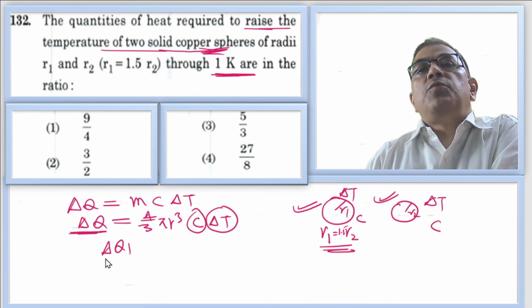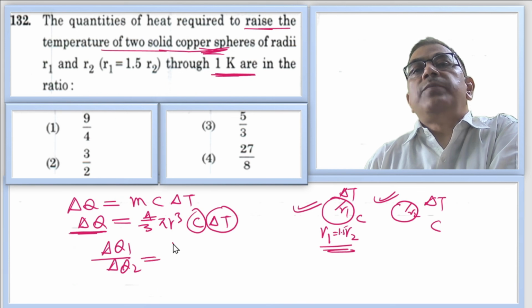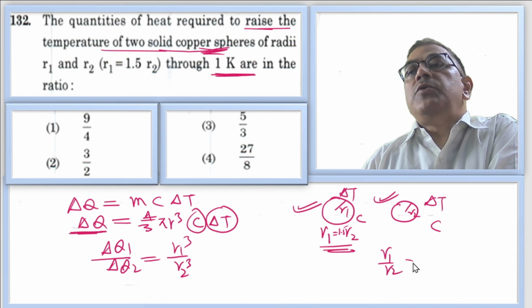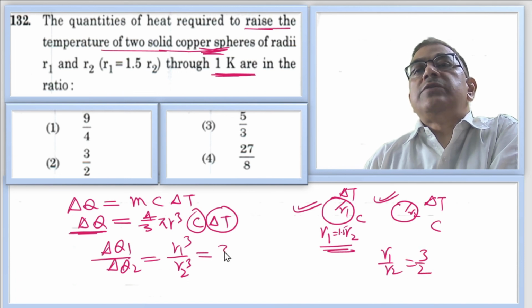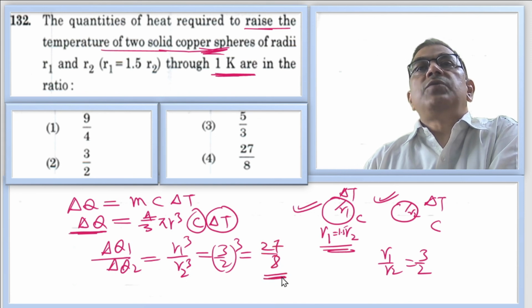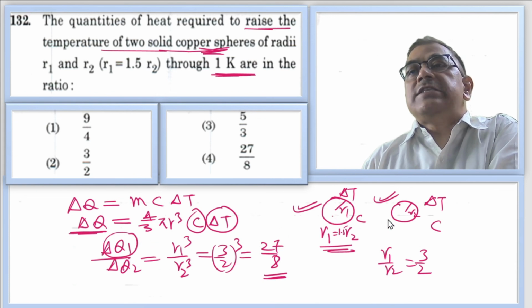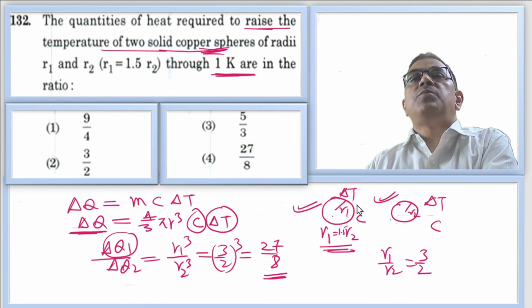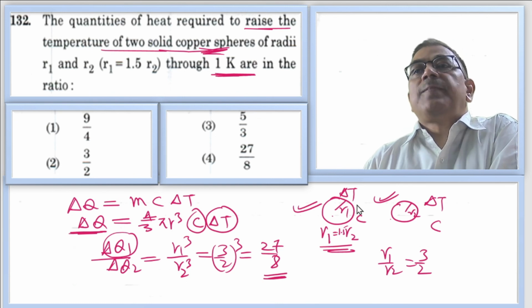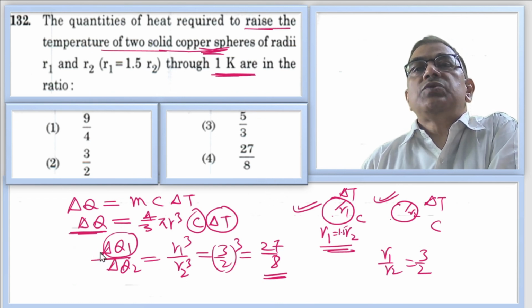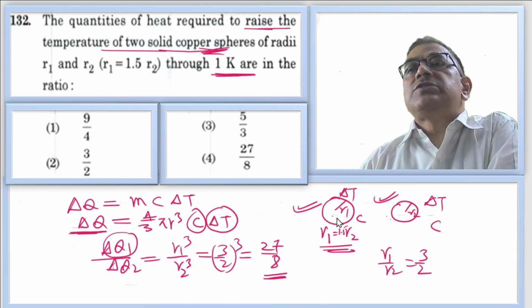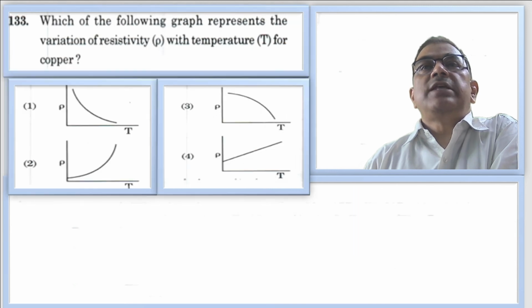So delta Q1 by delta Q2 should be equal to r1³ by r2³. So r1 by r2 is equal to 3 by 2, and this is equal to (3/2)³, which is 27 by 8. Is it okay? So this should be the ratio of heat supplied to these two spheres to ensure that the rise in temperature in both is the same. Let's come to the next problem.